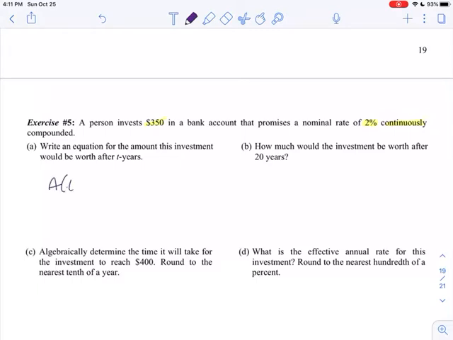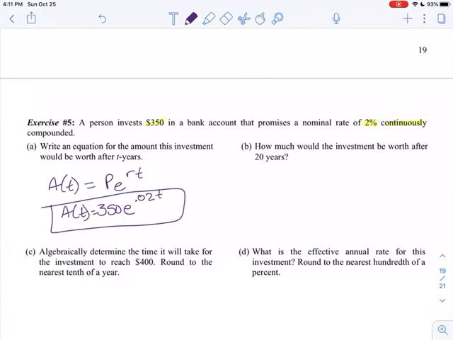So say a person invests $350 in a bank account that promises a nominal rate of 2% continuously. So as soon as we see that word continuously, we're going to be thinking of our formula. So I have P e^(rt). That's 350 is my principal. e is just going to be e. My rate is 0.02, and my time is t. And that's my formula.